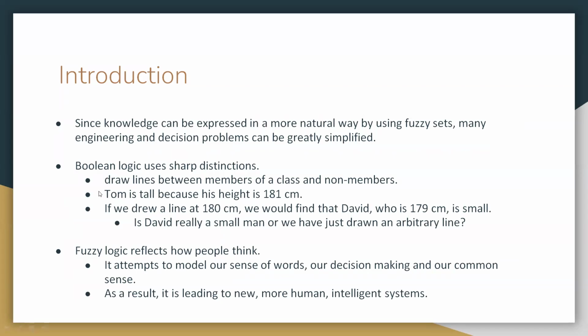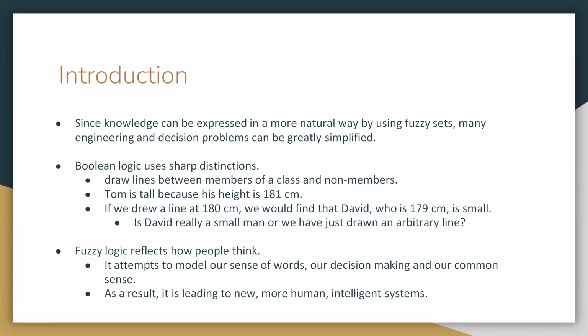An example is if you want to draw a line between members of a class and non-members of a particular set. Say we are talking of tallness, right? So if Tom is tall because his height is 181 centimeters. Suppose I drew a line at 180 centimeters and we bring another person, say David, who is 179 centimeters. So would we classify him as small?